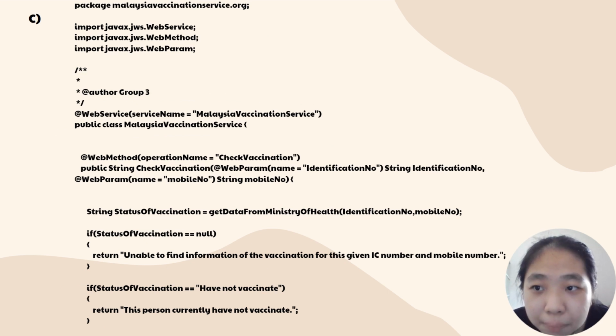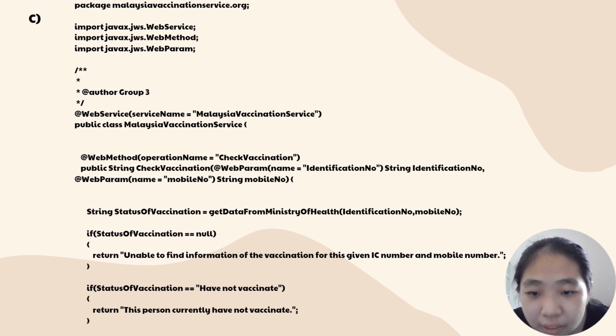Now I'm going to explain parts B to C. The question mentioned that we have to write a web service using Java, and this is the coding of the web service. The first line of coding is package Malaysia Vaccination Service.org. The service name is Malaysia Vaccination Service, and the operation name is check vaccination. As the question mentioned, the user has to enter the identification number and mobile number to check their vaccination status. So we have provided 2 columns for the user to enter their identification number and mobile number.